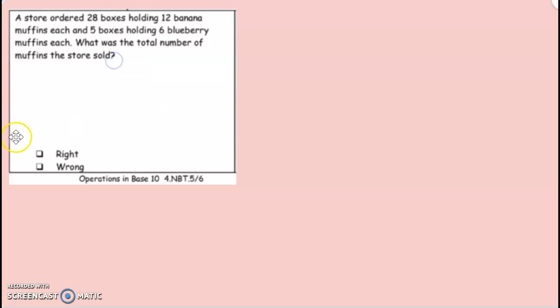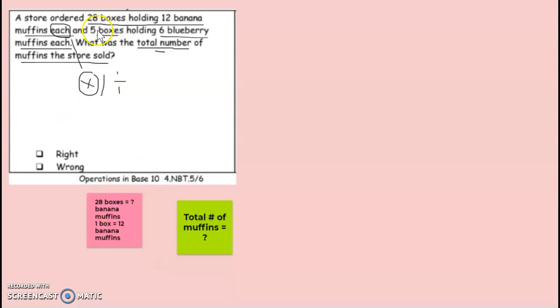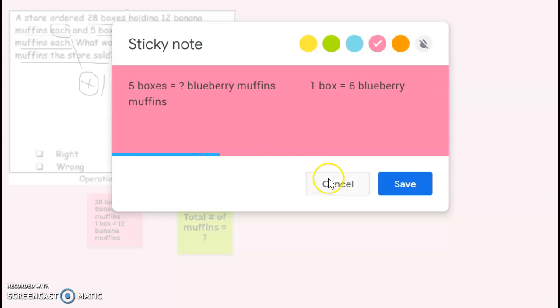Alright, let's take a look at our next fact. Let's change this color so it'll be prettier. Alright, our next fact is that 5 boxes holding 6 blueberry muffins each. Okay, so each box holds 6 blueberry muffins. So I need to find the total of blueberry muffins in these 5 boxes. So I'm going to multiply again. Let me just write this down. 5 boxes equals question mark blue. How many blueberry muffins? And we know that one box holds 6 blueberry muffins.